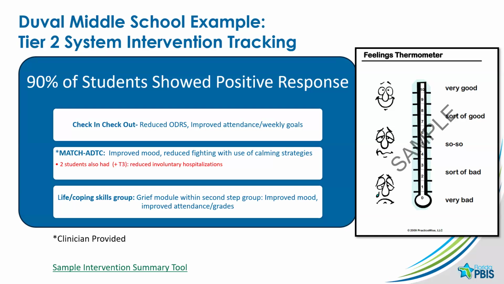We use the feelings thermometer in the group so students learn to understand what's going on with themselves, and they also learn how to implement coping skills to help regulate that thermometer or make changes. So the therapist would use this in the beginning of the group and at the end of the group, so we could see how the intervention was really impacting the students. We had great success with this.